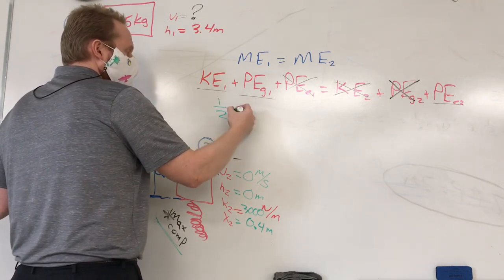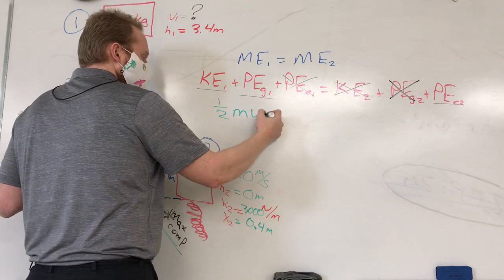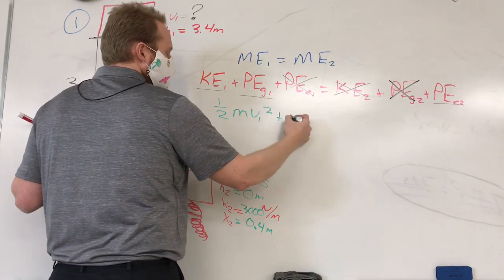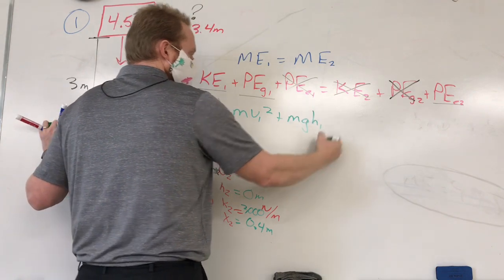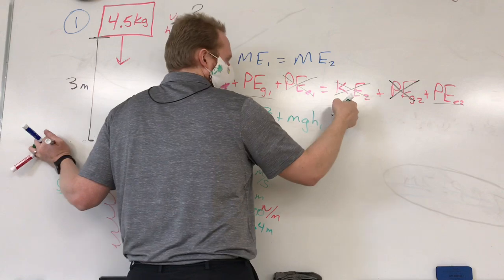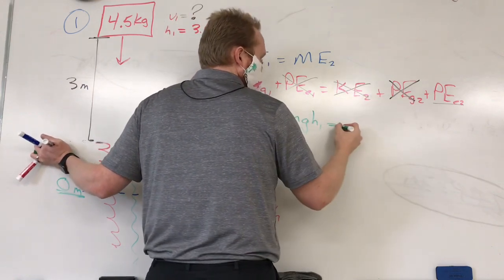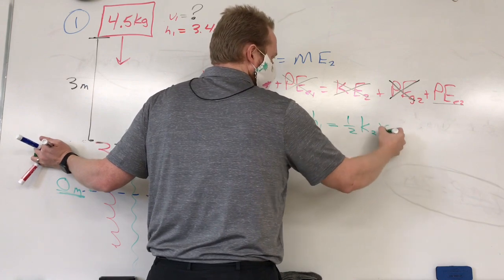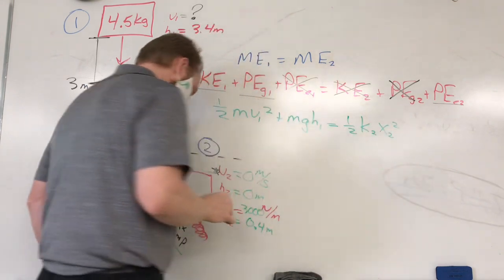KE1 is 1/2 mv1 squared. PEG is m times g times h1, plus 0 equals 0 plus 0 plus 1/2 k2 x2 squared. Now, I'll talk about this.